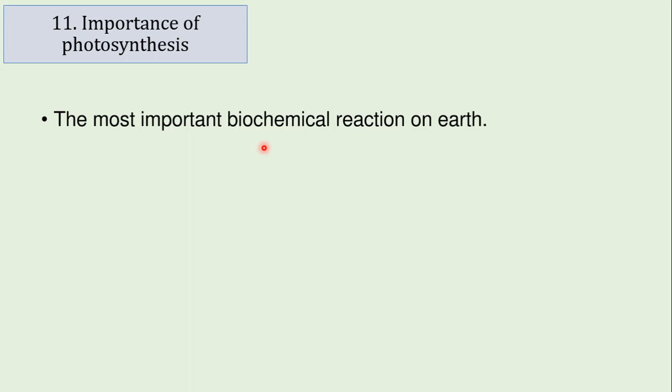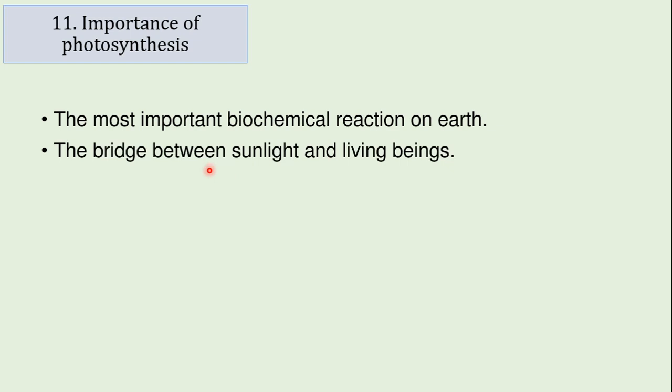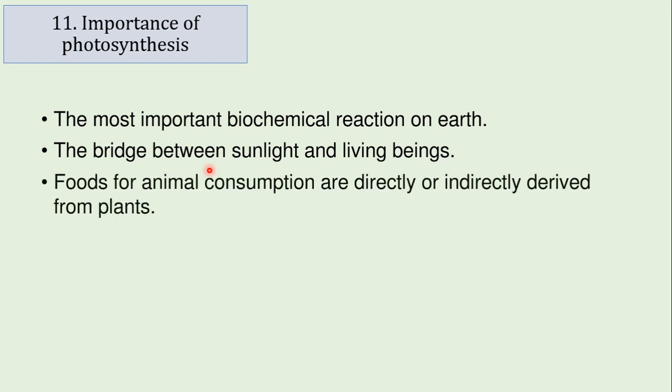Photosynthesis is called the most important biochemical reaction on Earth, and it forms a bridge between the sunlight and living beings. That means this process converts sunlight energy into chemical energy, and this chemical energy is stored inside the plant body parts that support the survival of all living beings. The foods for animal consumption come directly or indirectly from plants. Herbivorous animals get their food directly from plants, while carnivorous animals get their food indirectly from plants.